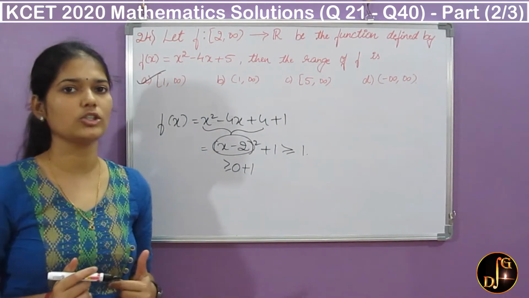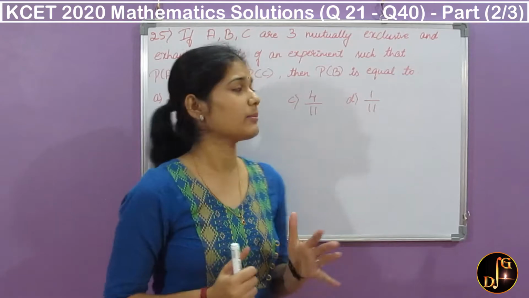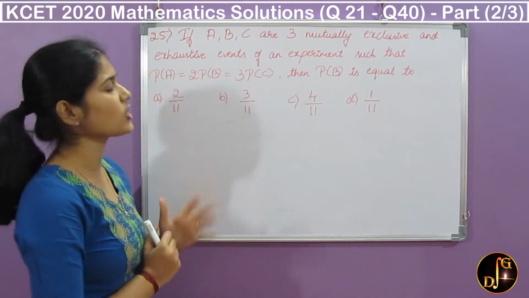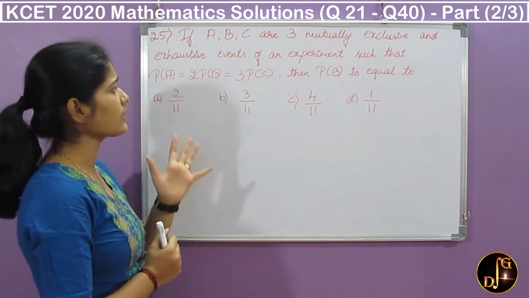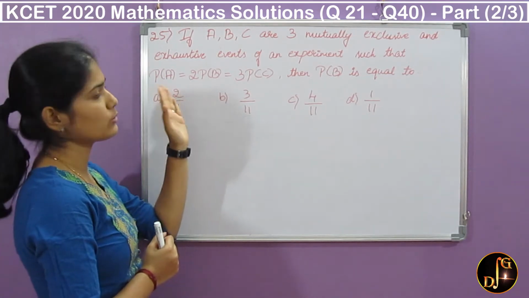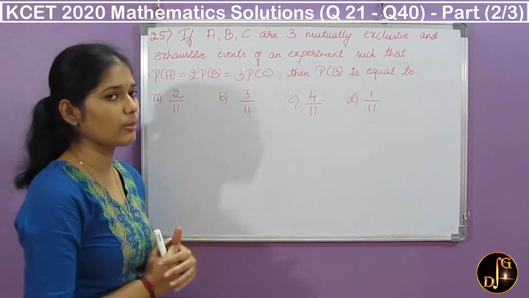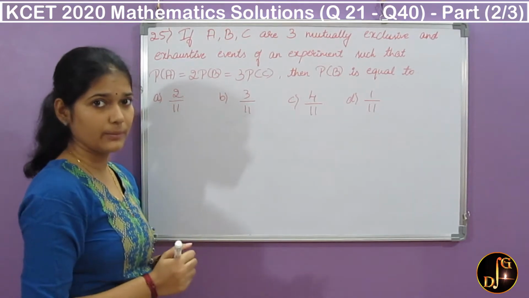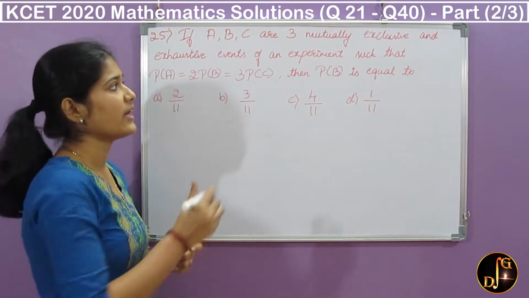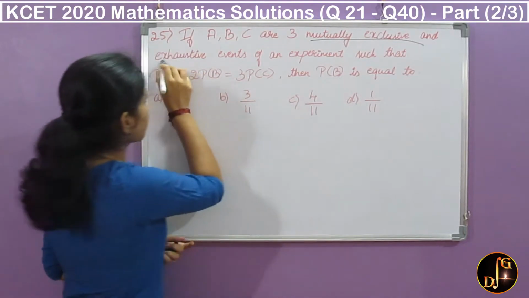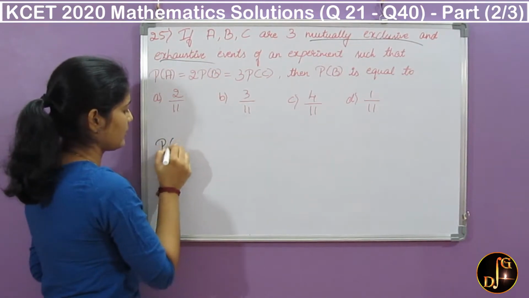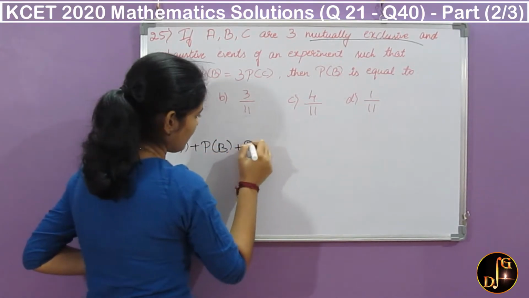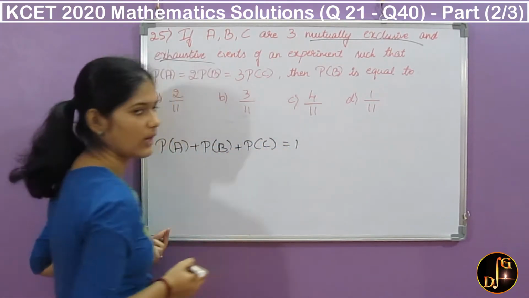Now let's move on to the next problem. In this problem, they have given that A, B and C are mutually exclusive and exhaustive events. And also given that probability of A is equal to 2 into probability of B, that is equal to 3 into probability of C. Then we have to find the value of probability of B. How to find this? It is given mutually exclusive and exhaustive, right? So probability of A plus probability of B plus probability of C is equal to 1, right?